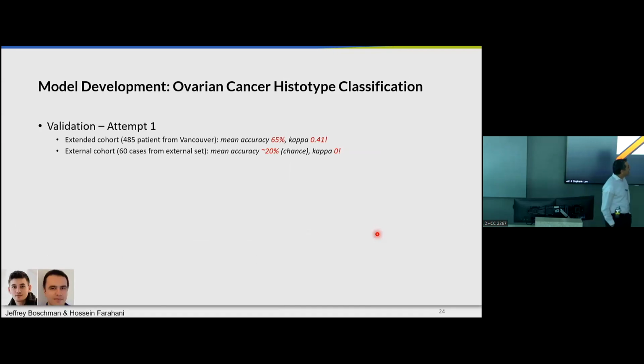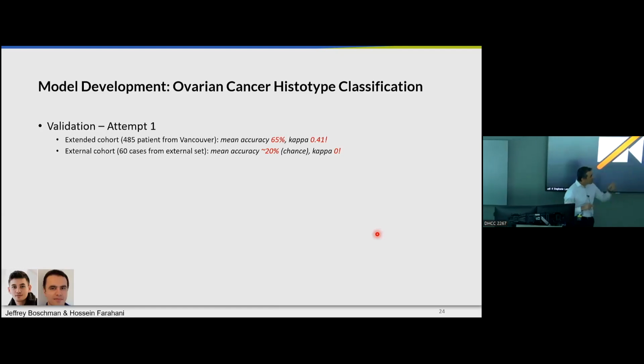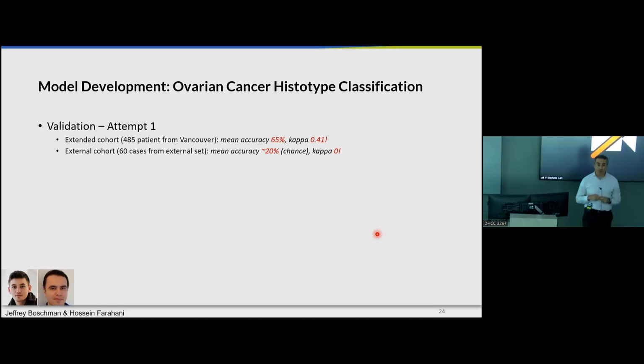But let's see what happened. Later on, we said, okay, that was 159 patients. Now we have more data, so let's see how the model works. And also, let's see how the model works when you try it on data from another center. When we applied the same model to our own data, but this time 485 patients from Vancouver, the mean accuracy went down to 65% and kappa 0.41. So we went down quite a bit.